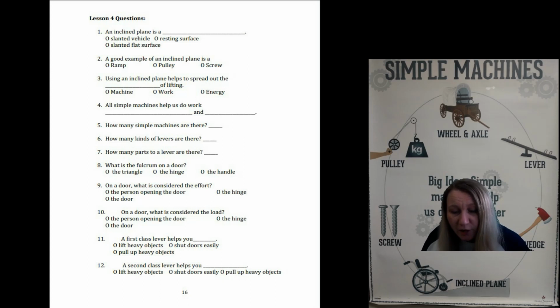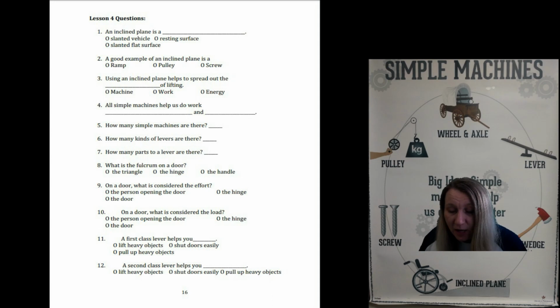Number 2. A good example of an inclined plane is a... We just learned another name for it. What is it? Yes, a ramp. Good job marking ramp. Number 3. Using an inclined plane helps to spread out the blank of lifting. All right, what was that called when we have to use our muscles? It's called work. Yes, work. Marking work. Well done.